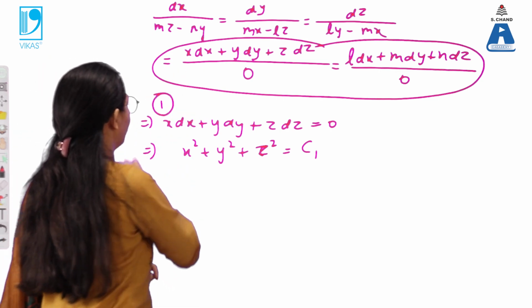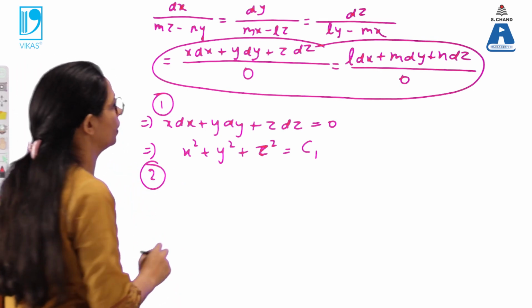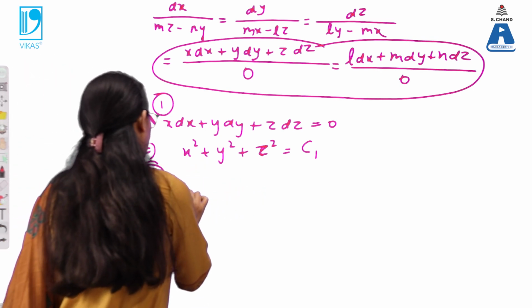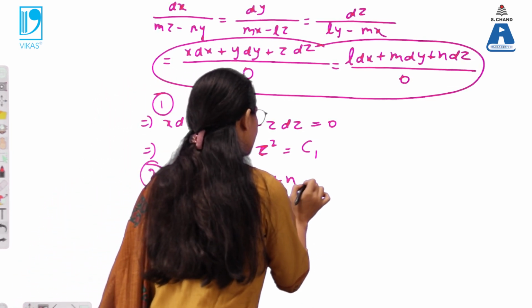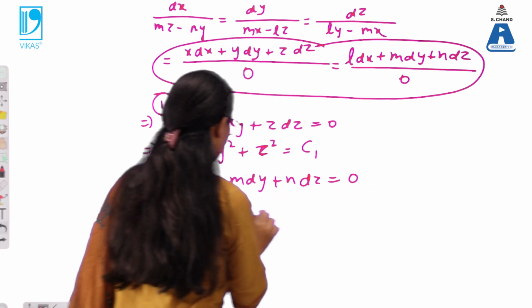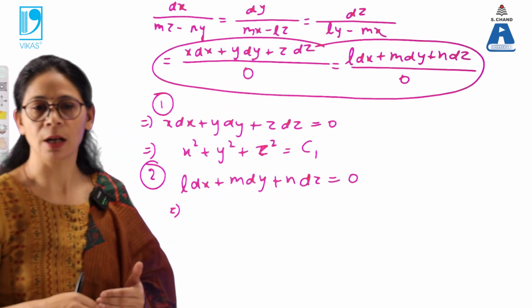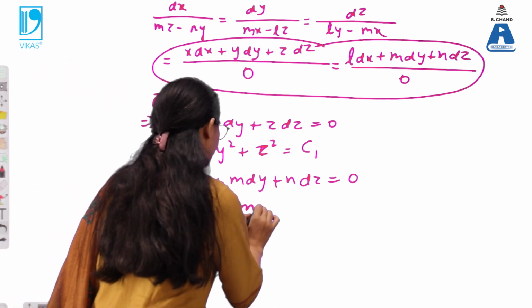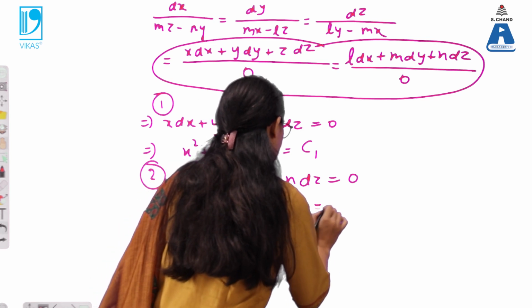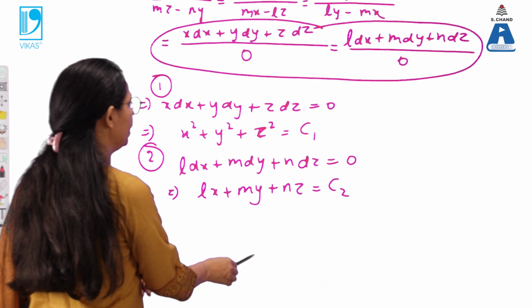So, this is what we got from the first set of multipliers. Now, the second set of multipliers was L, M and N. Therefore, L dx plus M dy plus N dz is equal to 0, and if we integrate this, since L, M and N are constants in this case, the integration gives us Lx plus My plus Nz is equal to c2. Here we obtained two relations.